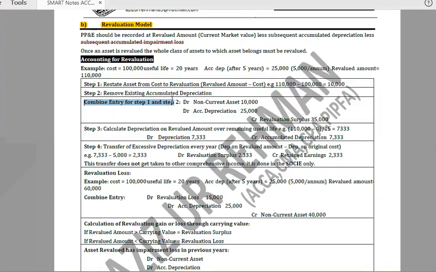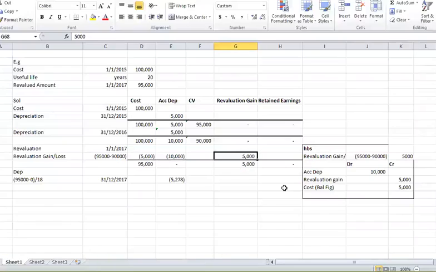What is the combined double entry for step number 1 and 2? Debit non-current asset, debit accumulated depreciation, and credit revaluation surplus or revaluation gain. In the example we have just discussed, the balancing figure is on the credit side, but maybe the balancing figure is on the debit side as well.